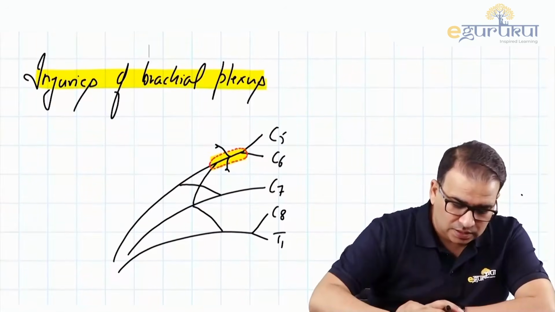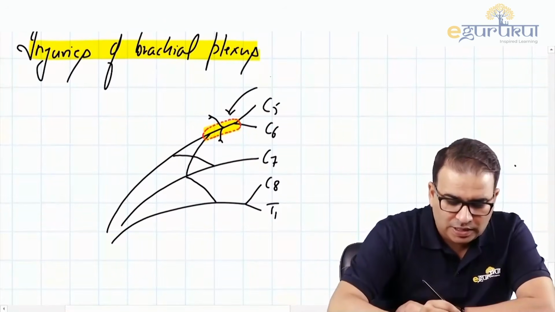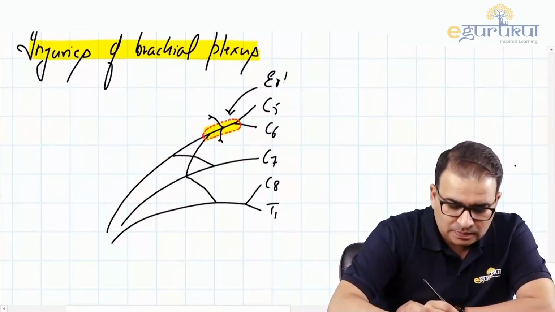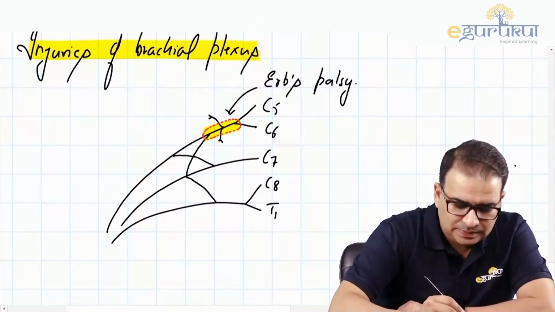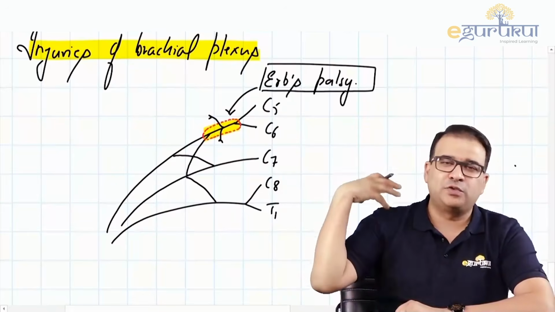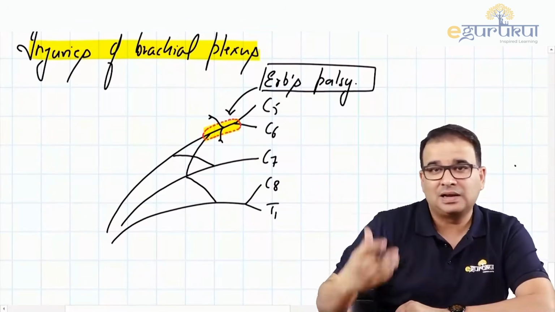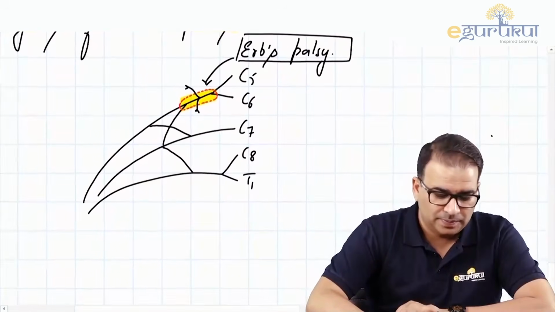Injury to this point here will be called as Erb's palsy. It can be because of, if any heavy object is fallen on the shoulder at this point here, that can lead to the Erb's palsy. That means upper trunk along with these branches will be gone.